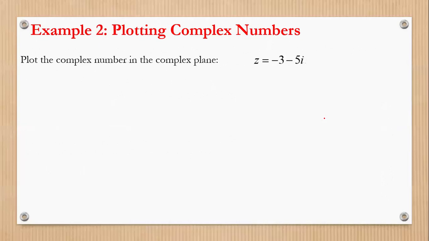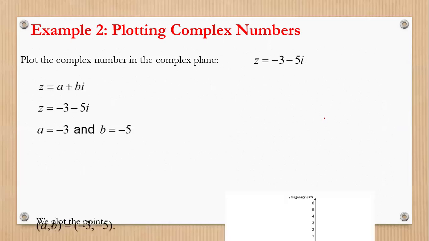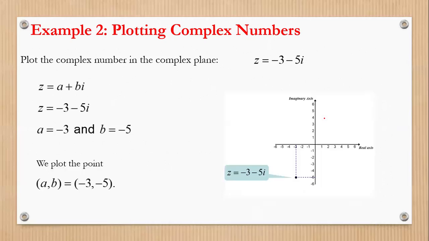Next example, again, in this complex number, a is -3, b is -5, and we need to show -3 on the x-axis, -5 on the y-axis, so we get a point in the third quadrant for sure, because both x and y, or a and b, are negative.